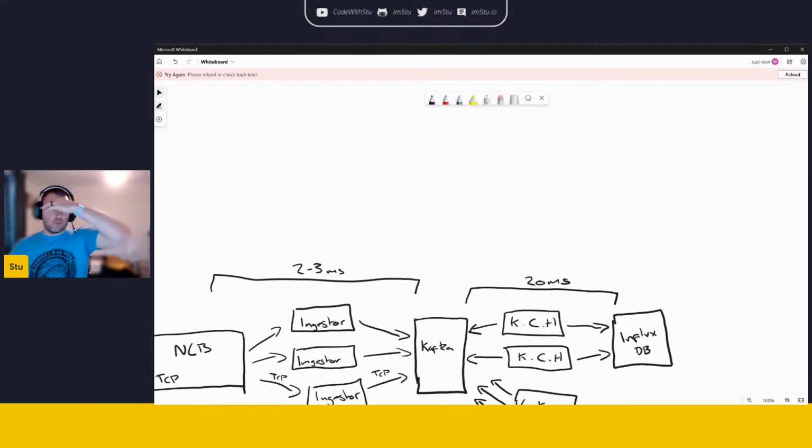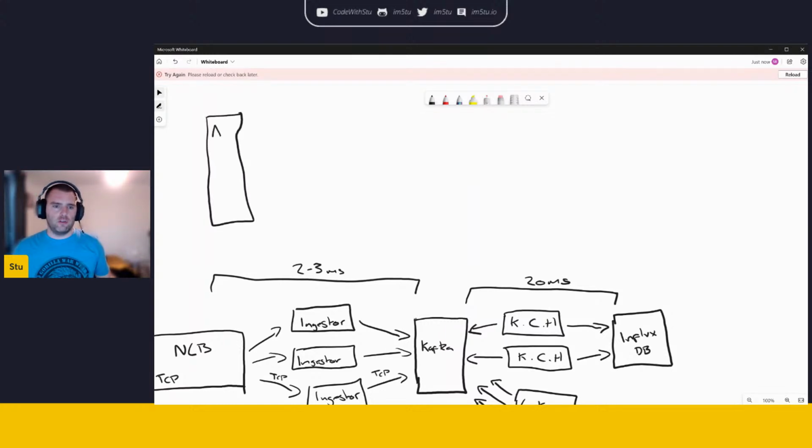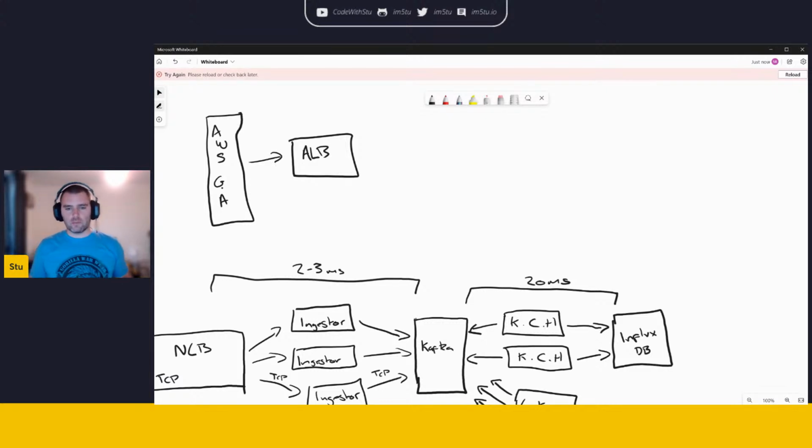So for the exact same reasons as I've just gone through, I'm going to put in AWS Global Accelerator again, because we want our historical API to be as fast as it can be. And this time I'm picking the ALB, not the NLB, because we want layer 7 routing. So if we want to do different bits and pieces, we can do that as well.